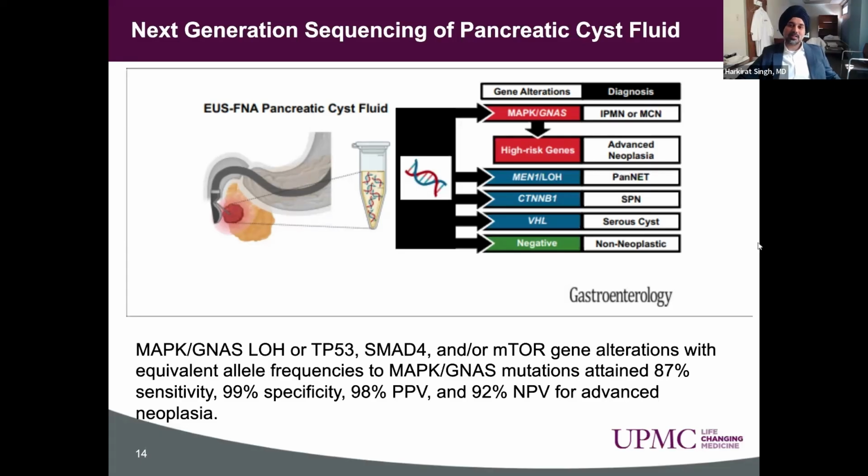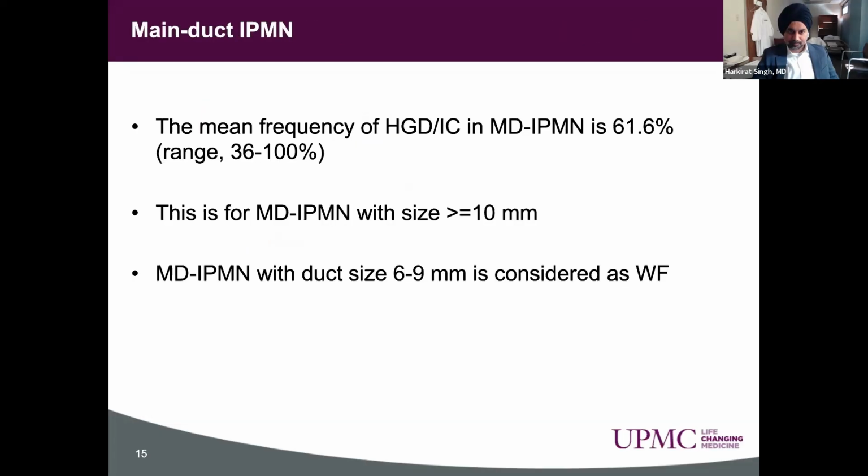And if you have some high-risk mutations, which include the MAPK GNAS pathway, or TP53, SMAD4, or genes related to the mTOR pathway, the chances of you having a high-risk finding, including advanced neoplasia, is high. So if we find one of those, the sensitivity is almost 87% with a specificity of 98%. So this is something additional that we at UPMC do, which is not clearly mentioned in the guidelines, and we'll talk about it in a little bit.